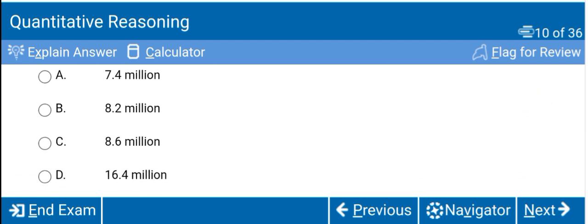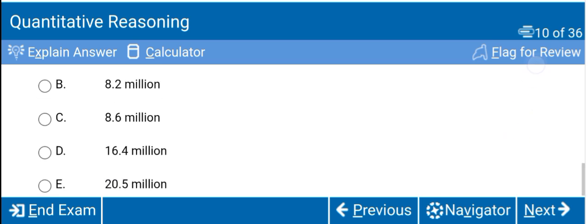Option A, 7.4 million. Option B, 8.2 million. Option C, 8.6 million. Option D, 16.4 million. Option E, 20.5 million.